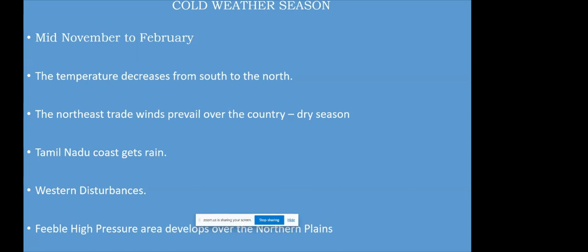See, the sea is warm, whereas the land temperature is very low in winter. Can you tell me the reason? In winter, the temperature over the sea will be higher and the temperature over the land will be lower. Can you tell me why? Because of land breeze and sea breeze. Okay, let us go on to the reason. Actually, we learned about differential heating of land and sea.